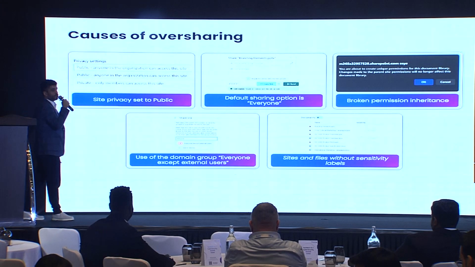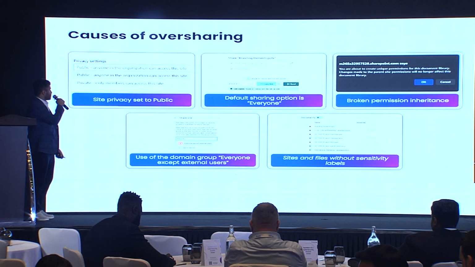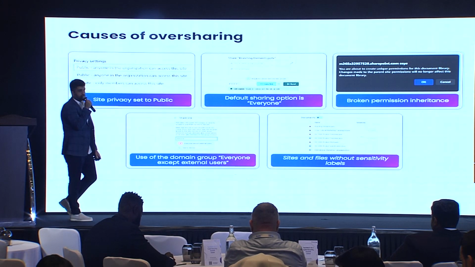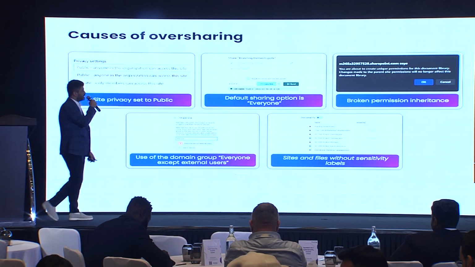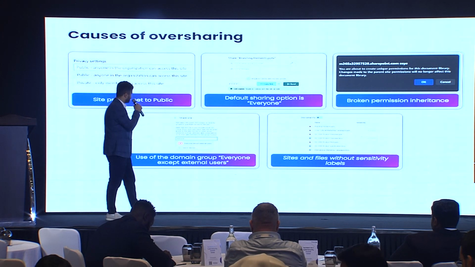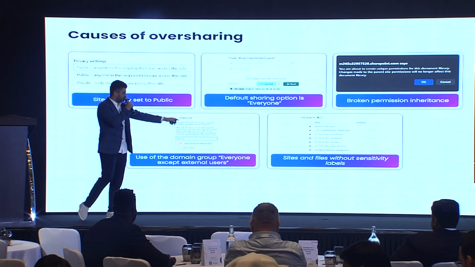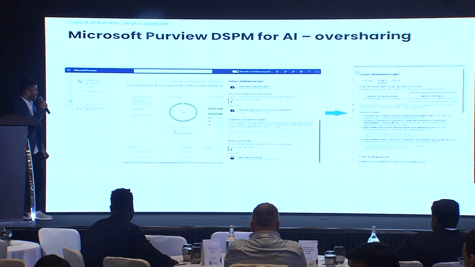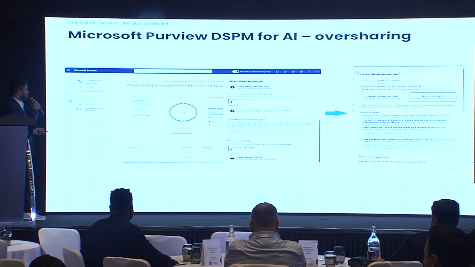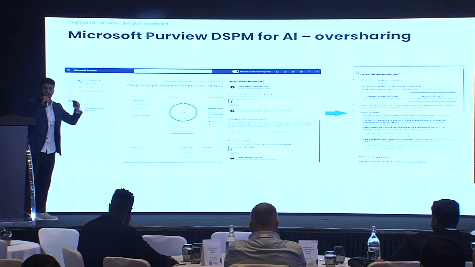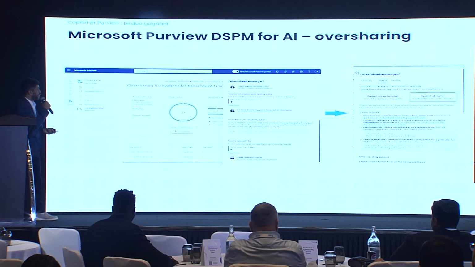Okay, the result of the oversharing, we have here in SharePoint, like a privacy setting set to public, so this is a result of the oversharing. A default sharing option is for everyone, or you have some broken permission inheritance, and you have some sites and files without sensitivity label. I have only 5 minutes, guys, so this is the DSPM part, and I will send you the slide so you can check it later. This one helped me automate all the oversharing and all the risk I have behind my data automatically.